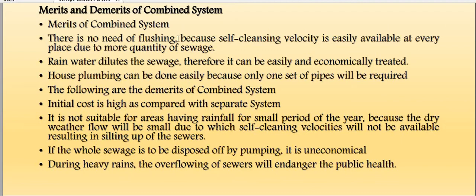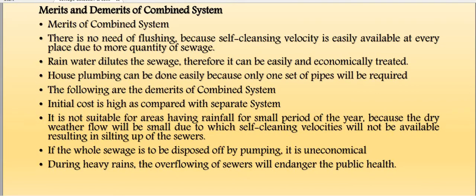That is why flushing is required, because there is a sufficient quantity of water in the sewer line. Such a quantity of water will generate the self-cleansing velocity easily at more places due to the larger quantity of sewage, and hence the sewage will pass easily from the source point to the disposal point. Similarly, the rainwater dilutes the sewage, and hence it can be easily and economically treated.